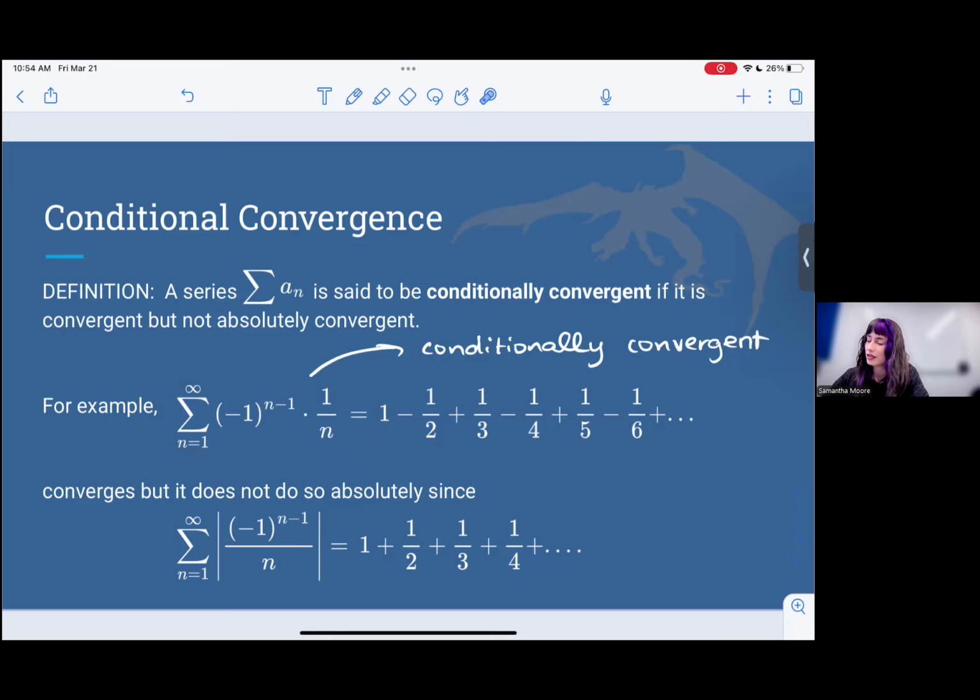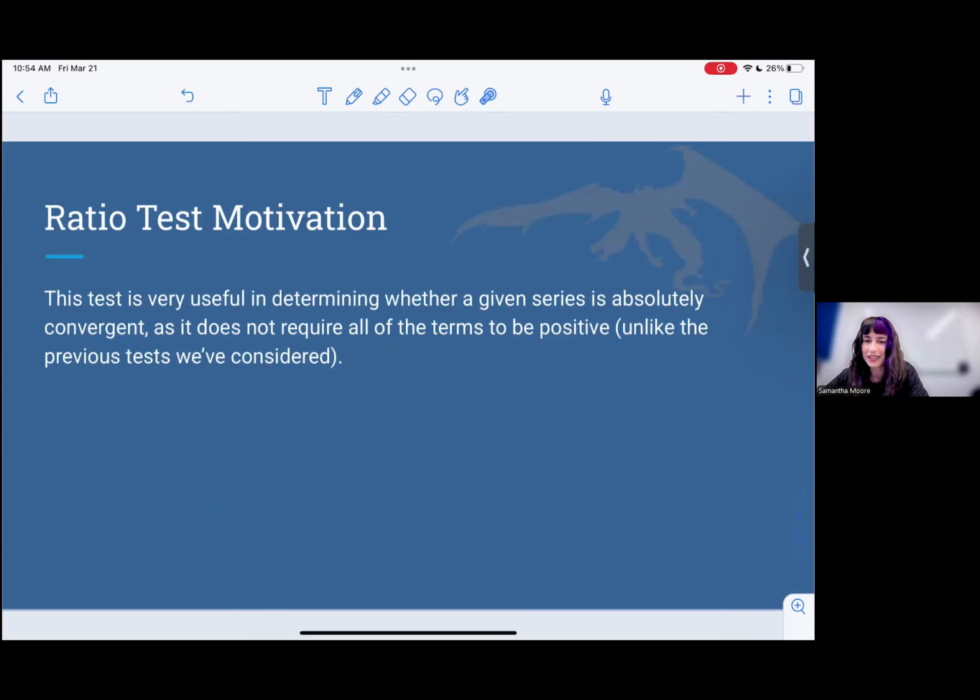And so we're also going to build up a new test today called the ratio test. So again, we're just looking for a test that can help us when not all the terms are necessarily positive. And so we'll have this test, and then the next video will be about the alternating series test, which will also help us in these settings.